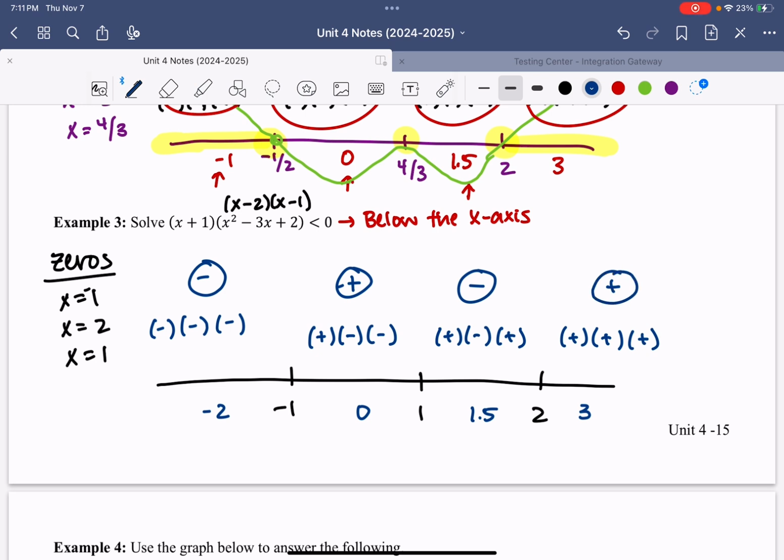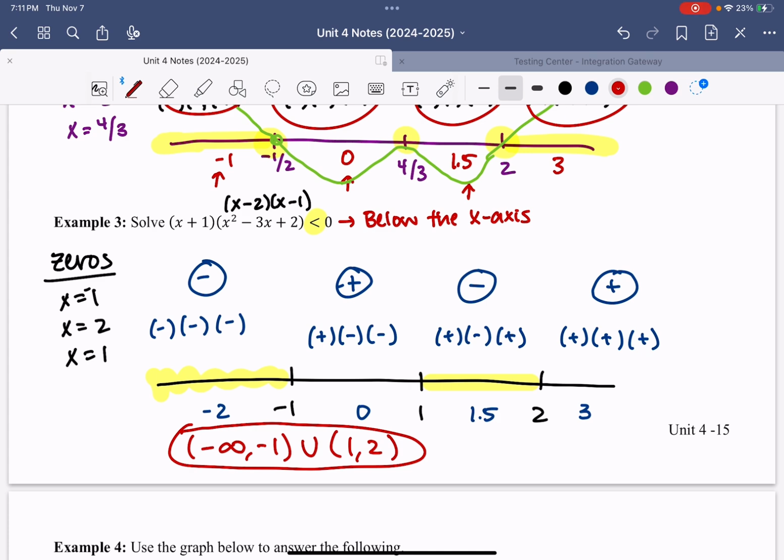All right, so the question was asking where we are below the x-axis. I'm going to look at the negative regions. So it looks like I have a negative region here, and I have a negative region in between 1 and 2. And because it doesn't have a less than or equal to sign, I know that I'm going to want to make sure I use parentheses. I'm not including my zeros in this. So my answer is going to be -infinity to -1, parenthesis, union 1 to 2.